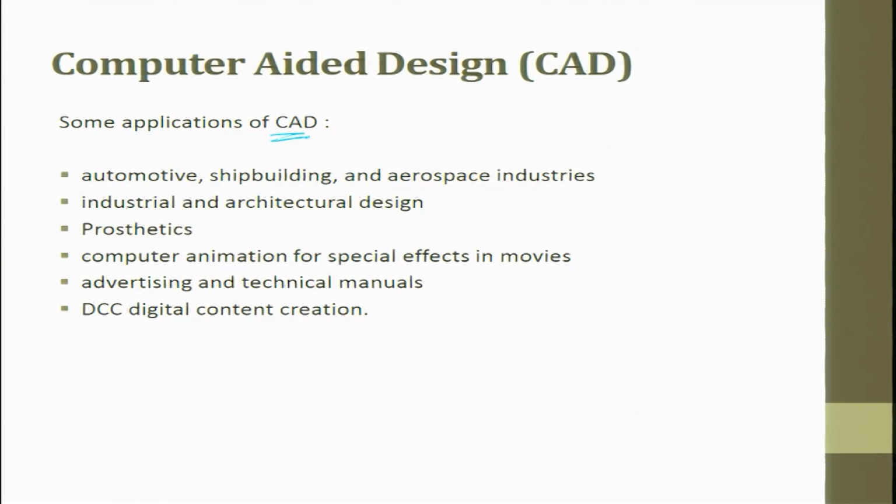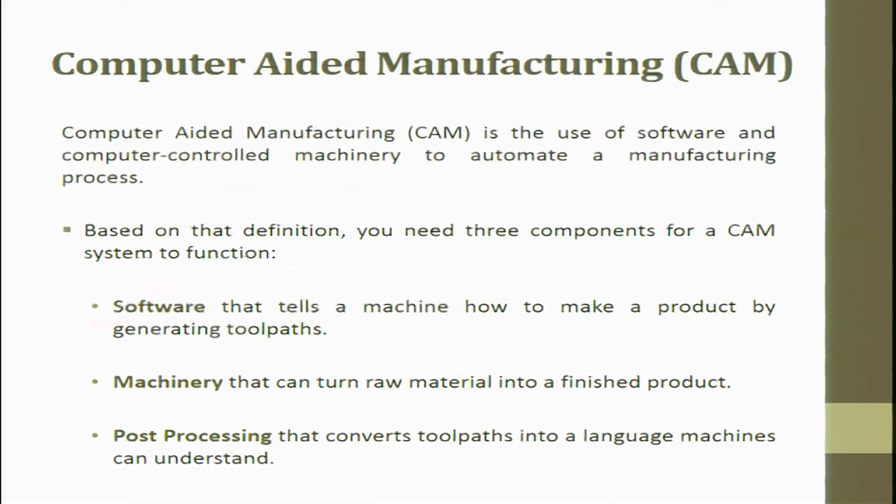Some applications of CAD: it is used in automobile, in the shipbuilding industry, in the aerospace industry, in the architectural industry, for prosthetics development, for animation of special effect movies, advertisement and technical manuals, and digital content creation. CAM is software and computer controlled machinery to automate a manufacturing process. Based on the definition, you need 3 components for CAM: software, machinery and post processing.